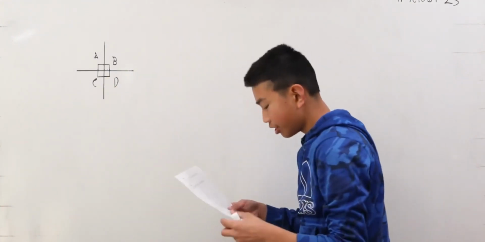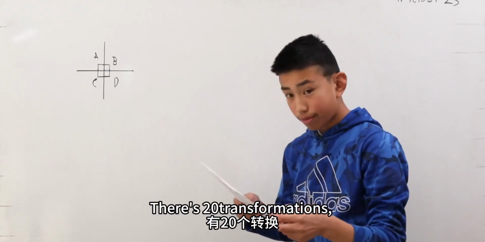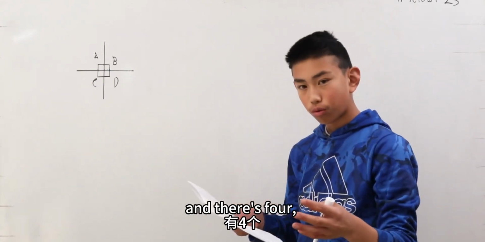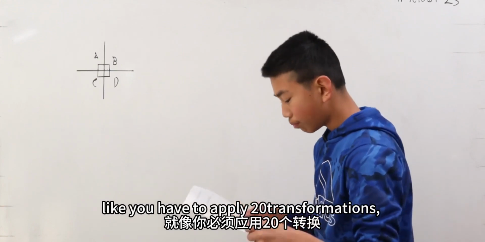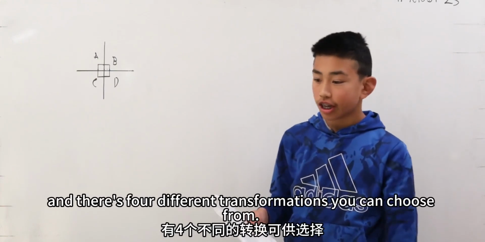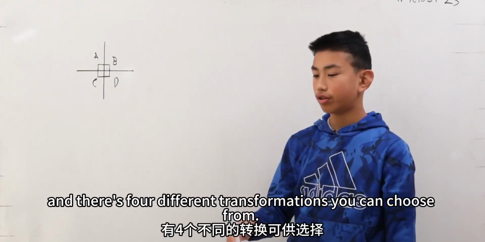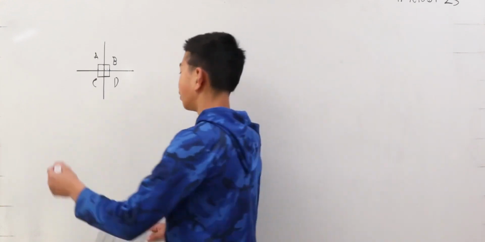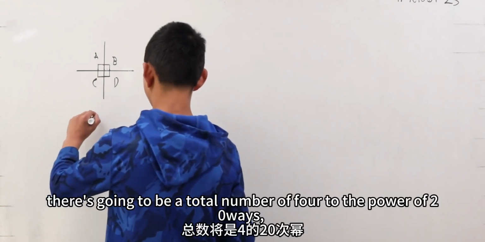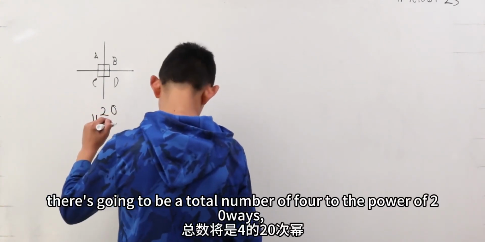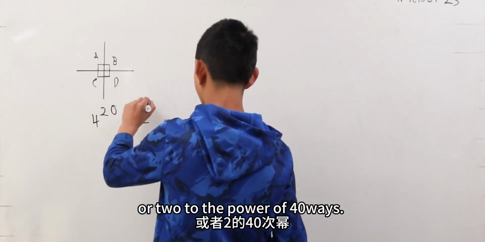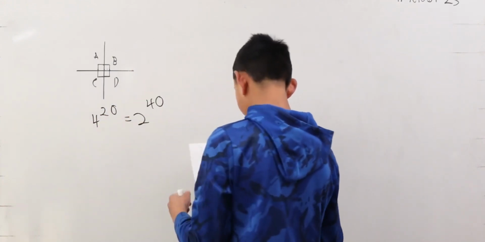It's pretty small. You have to apply 20 transformations, and there are four different transformations you can choose from. Therefore, there's going to be a total of 4 to the power of 20 ways, or 2 to the power of 40 ways.